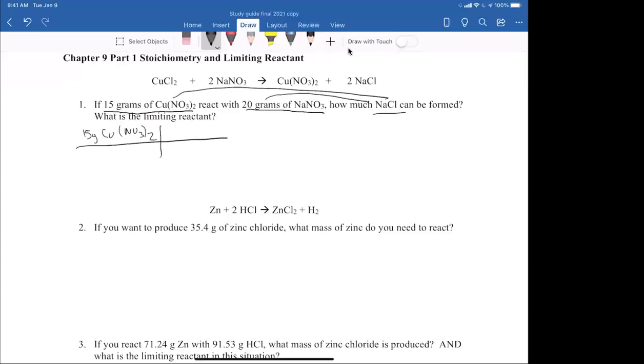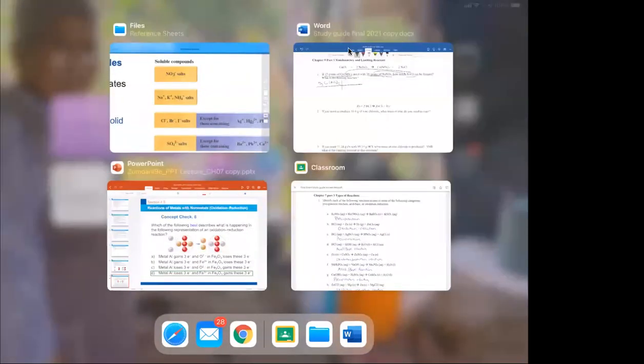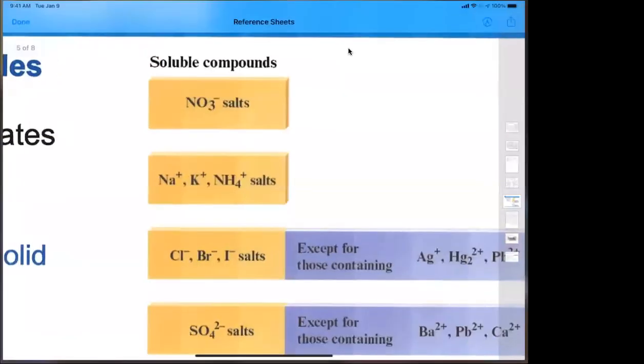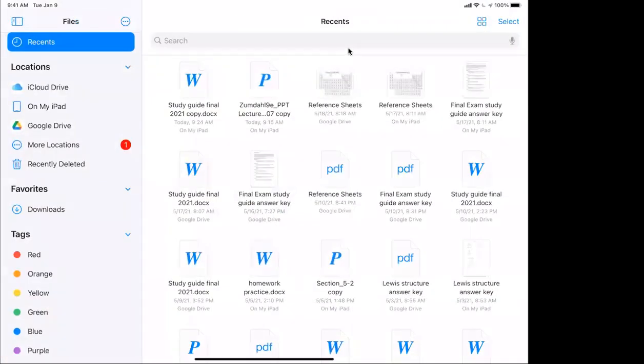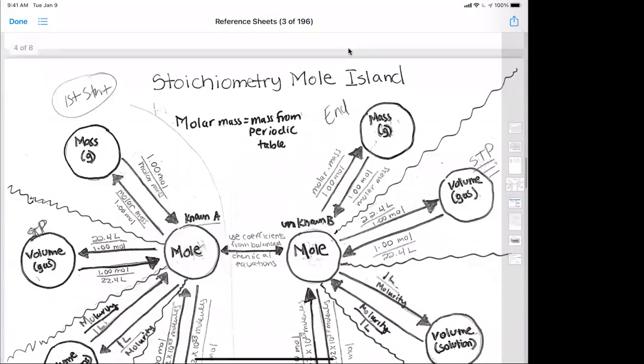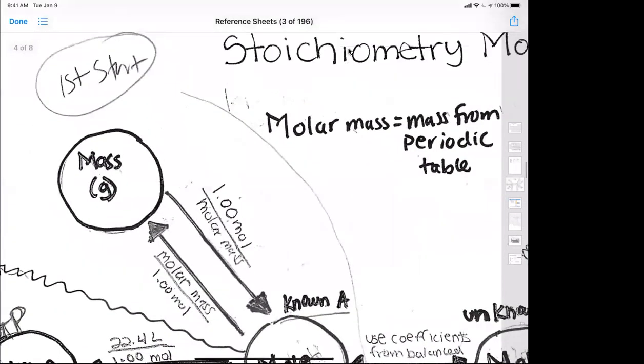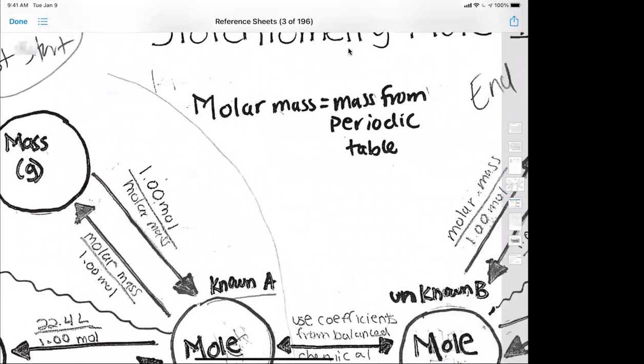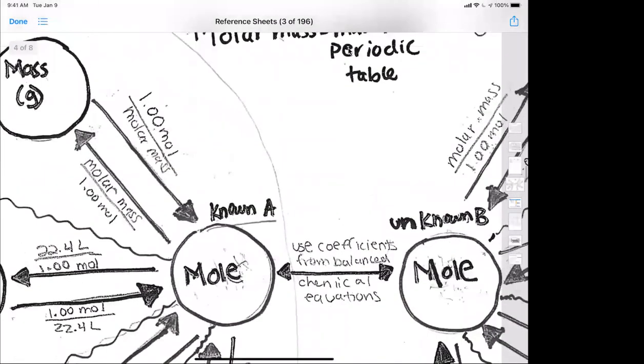Right? So if we look, we're going to use our reference sheets. Okay. So we are here. We're starting with mass. We're moving to moles. We're going to go into 1 mole over the molar mass.